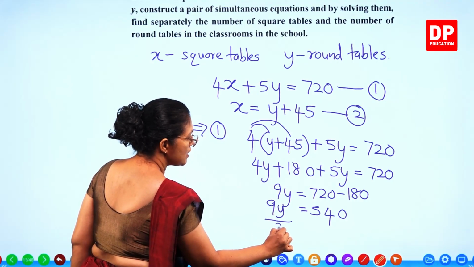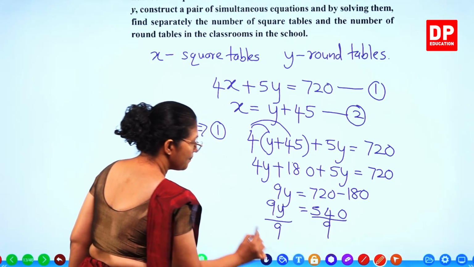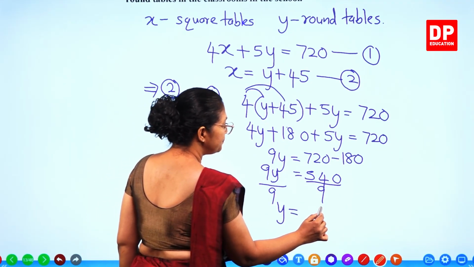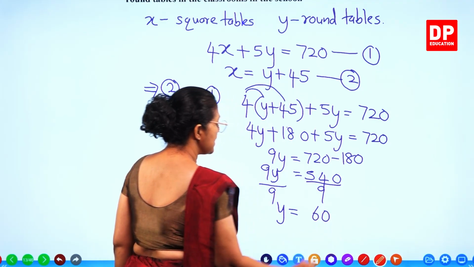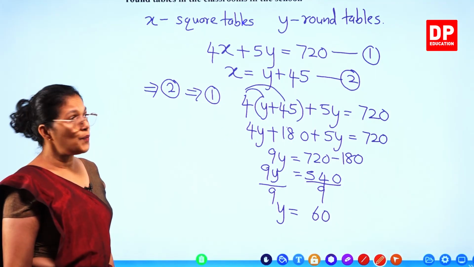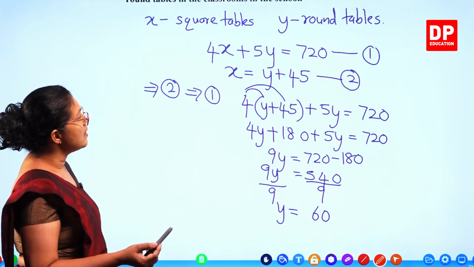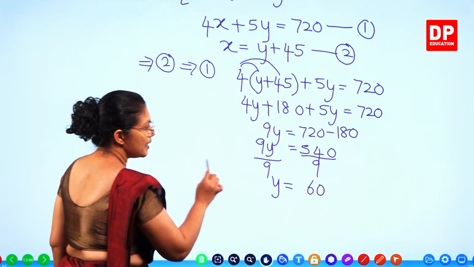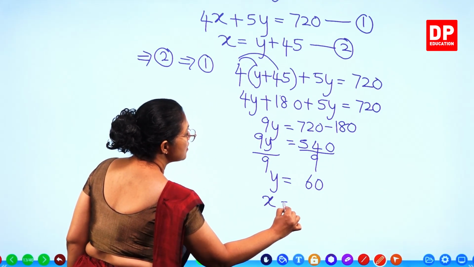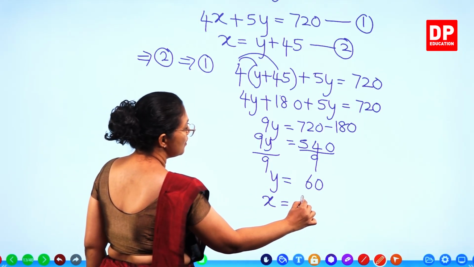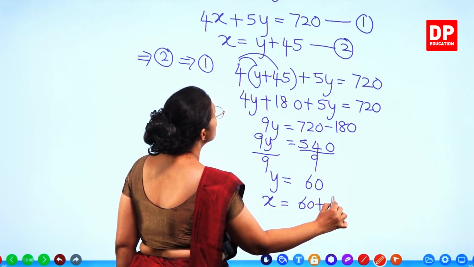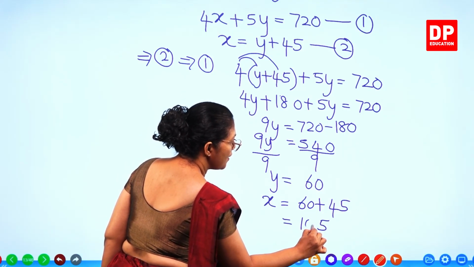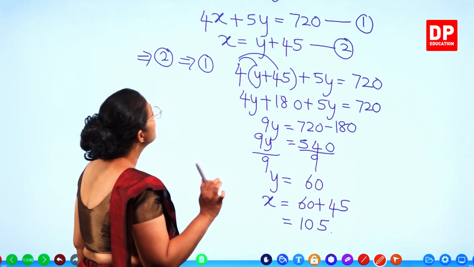So divide both sides by 9. So what's the y value? 9 times 6, 54. So 60 is y. Now how do you find the x value? You can take the second equation, substitute the y value there and find the x value. So let's do that now. x becomes 45 plus y, so 60 plus 45, you get 105.